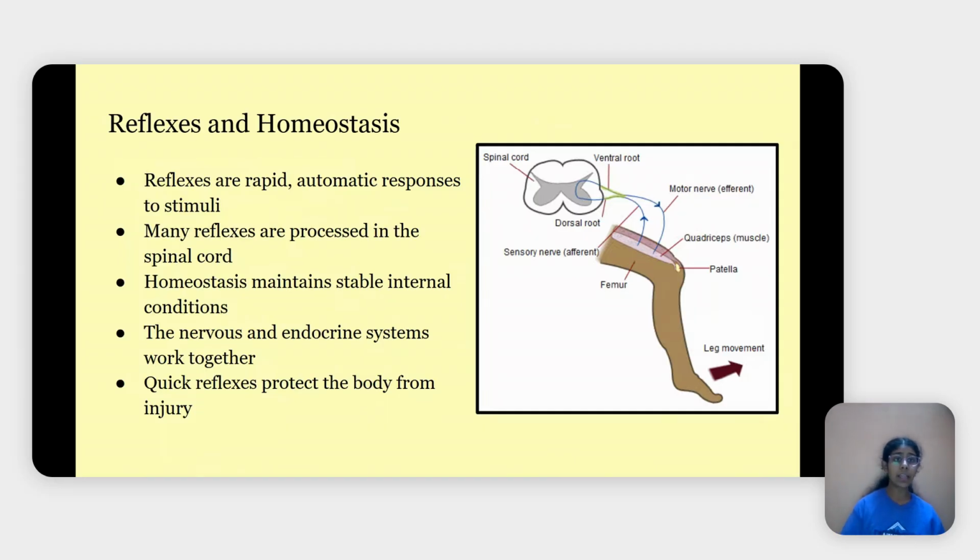So it can be seen that the efferent pathway prioritizes two main autonomic processes. These are our reflexes and homeostasis. Reflexes are rapid, automatic responses to stimuli. Many reflexes are processed in the spinal cord, whereas homeostasis is the maintenance of stable internal conditions. The nervous and endocrine systems work together in order to maintain it, whereas quick reflexes protect the body from injury.